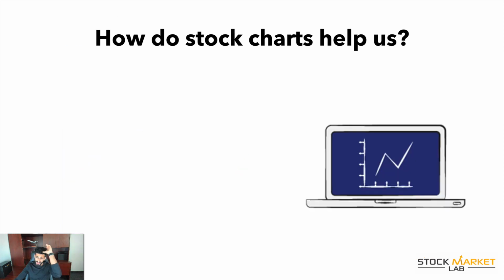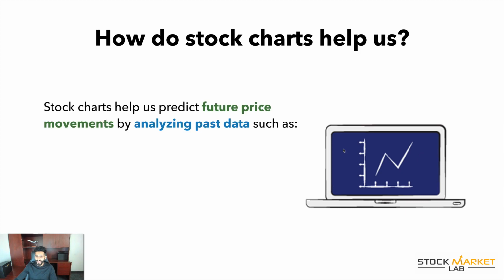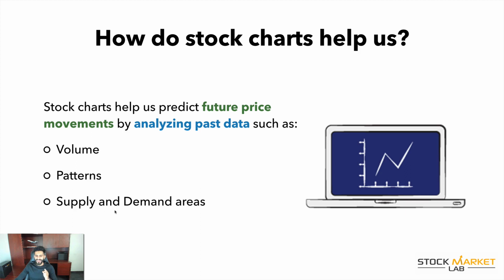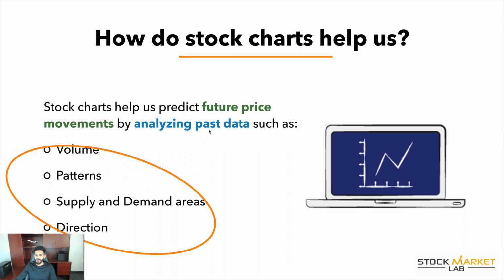Now, how do stock charts help us? How can we use them to our advantage? So stock charts help us by predicting future price movements by analyzing past data, such as volume, patterns, supply and demand areas, also known as support and resistance, and direction. So we look at stock charts to identify the following, right, to identify what will most likely happen in the future. So once again, stock charts help us predict future price movements by analyzing past data, right?